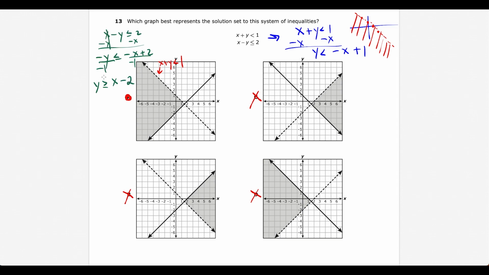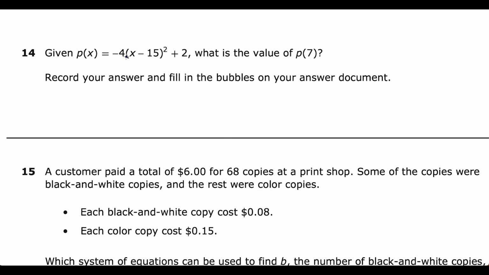So if I graph this on the same line, I'm going down 2, and our slope is positive 1, so that's going to send me about here. And the line is going up, and we're shading above this line. So the common solution between the two of them is going to be this space over here, which is definitely matching choice A.